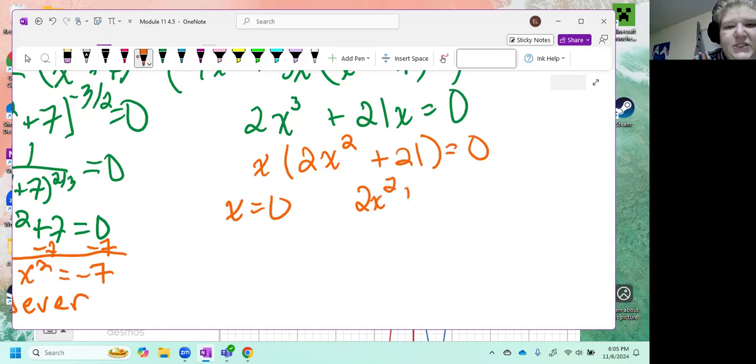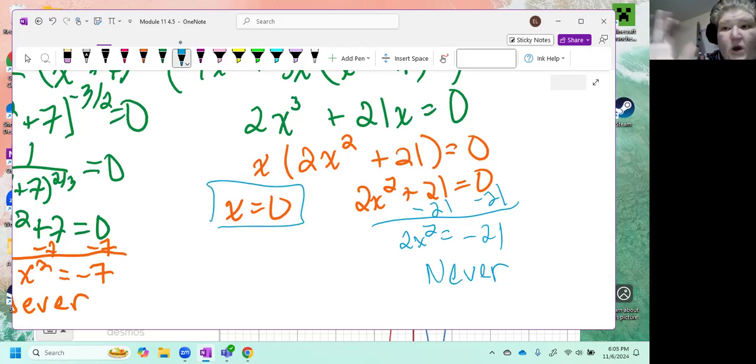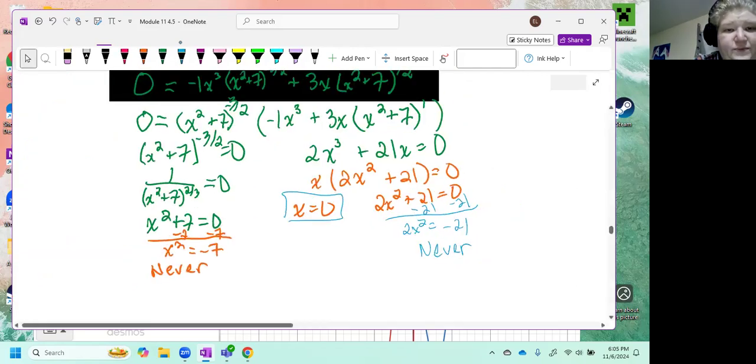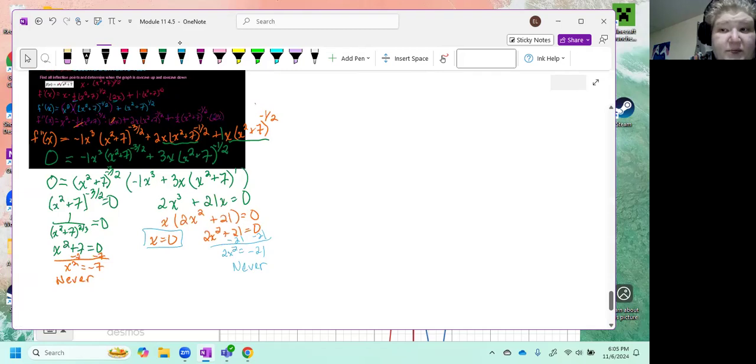And 2x squared plus 21 equals 0. If I start to try to solve this, I minus the 21, and it's like, oh, 2x squared equals negative? Nope. Not going to get any real numbers out of that. So we only have one critical value. So now we have to see if x equals 0 is an inflection point.